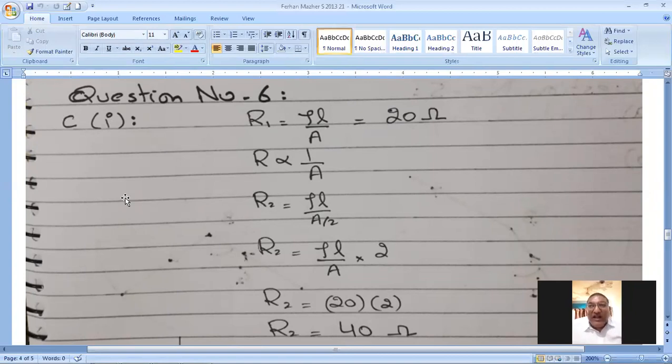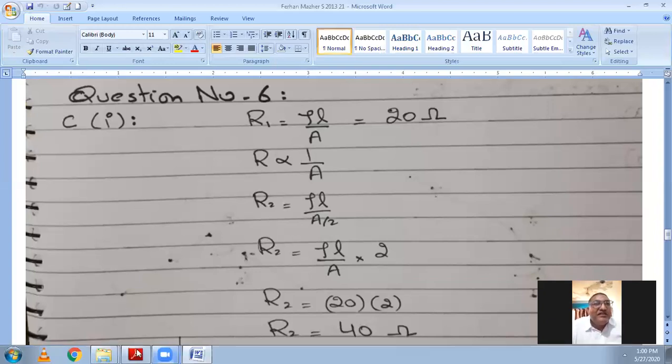But you can also give the direct answer. Because we know that cross-sectional area and resistance are inversely proportional. So if you make the cross-sectional area half, the resistance will become double. Mathematically, you can show it like this. I hope that you have understood. It's a little tricky.